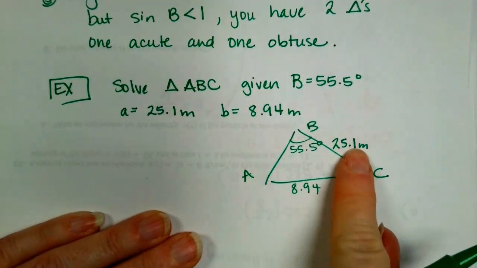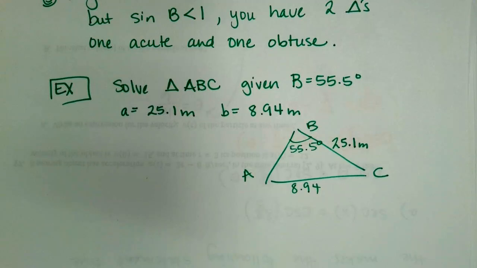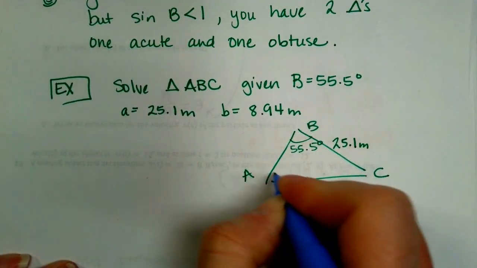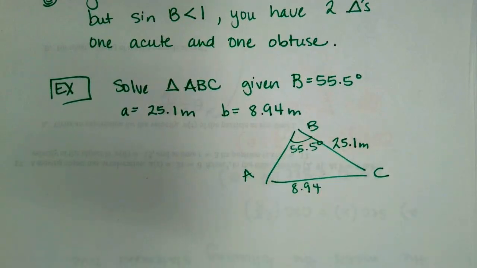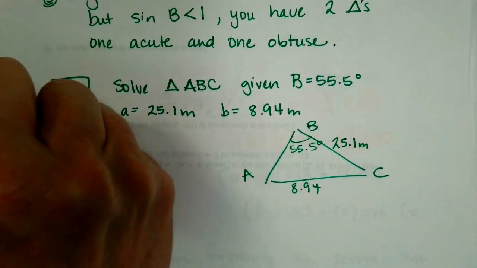And then they gave me 25.1 as side A. All right, so the first thing I'm going to do is solve for sine of angle A. Because I don't have the third angle, I can't do what we did a minute ago and subtract from 180. So I'm going to solve for angle A. Now, this is the first time we've done one where we're solving for an angle. So I'm going to put angle A on top because that's what I'm looking for. So that means angles are going on top this time.